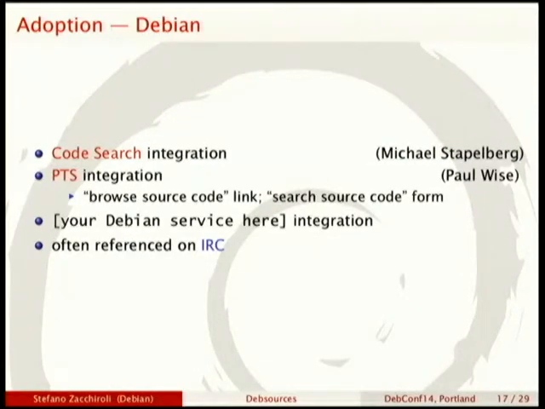Adoption in Debian, well, I've already talked about the integration with code search, and I was really happy about that. It's been already integrated in the PTS, thanks to Paul Wise, and essentially you might have noticed that associated to any single package in the PTS, you now have a browse source code link, which will bring you to browsing the source code of that package, and also a search source code form in which you can search within that package. So if you want to find a specific snippet of code in a specific package from the PTS, you have a way to directly do that.